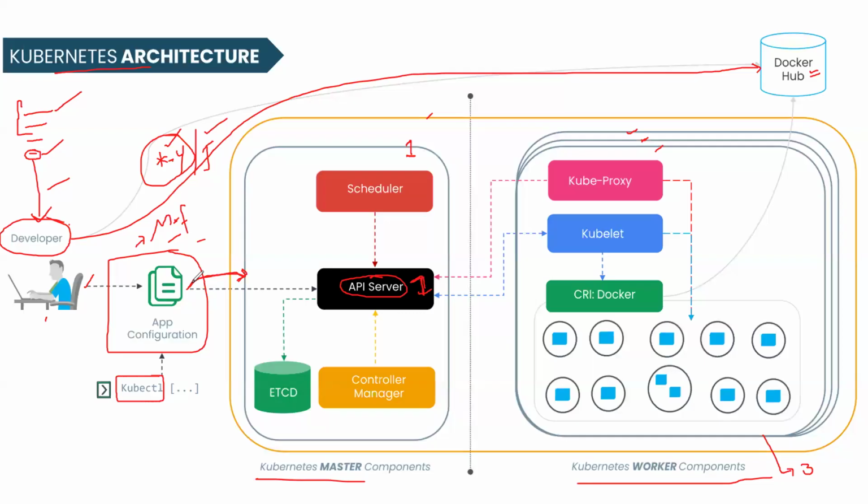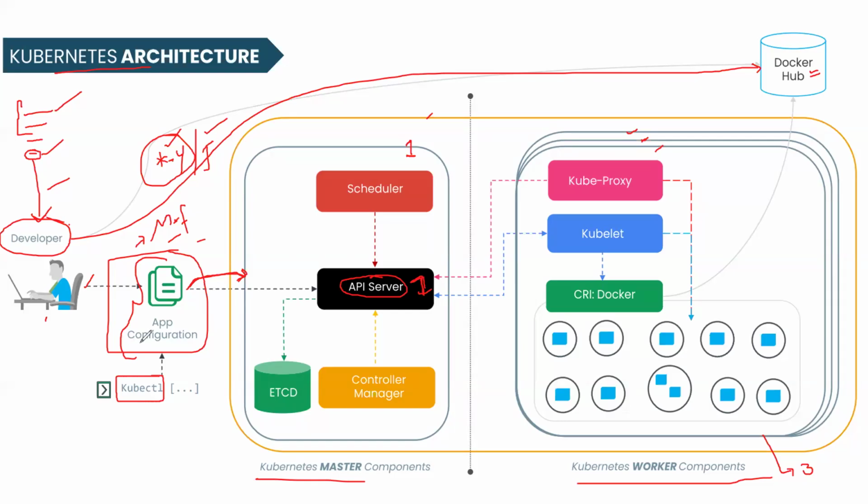Correct? Because otherwise, I can't deploy anything in production, right? I should be an authorized person. So this API server will first verify the user's authentication and authorization. Once the authorization is successful, it will verify the manifest file which is prepared by the user. It'll check for all the syntax errors and any configuration mismatch, and validate everything.